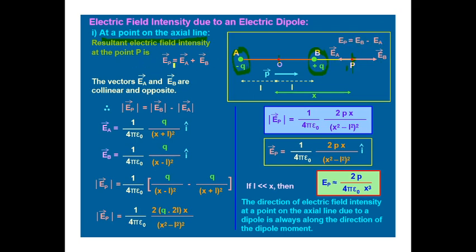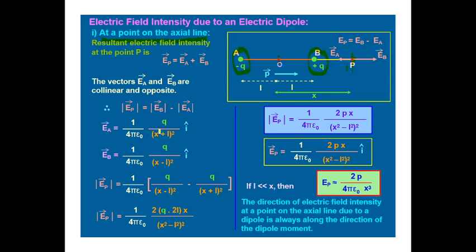So the electric field at point P is equal to EA plus EB, the sum of these two electric fields. But at point P they are opposite in direction, so the magnitude is EP equal to EB minus EA. So what is the electric field EA at point P?